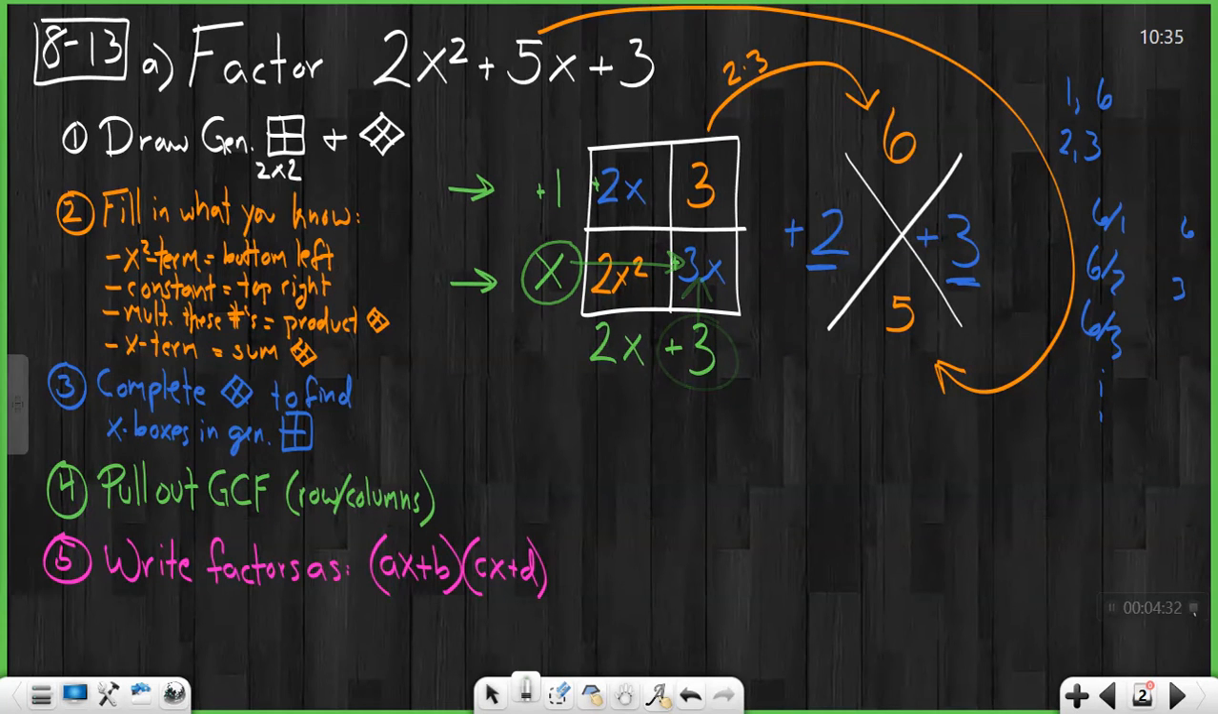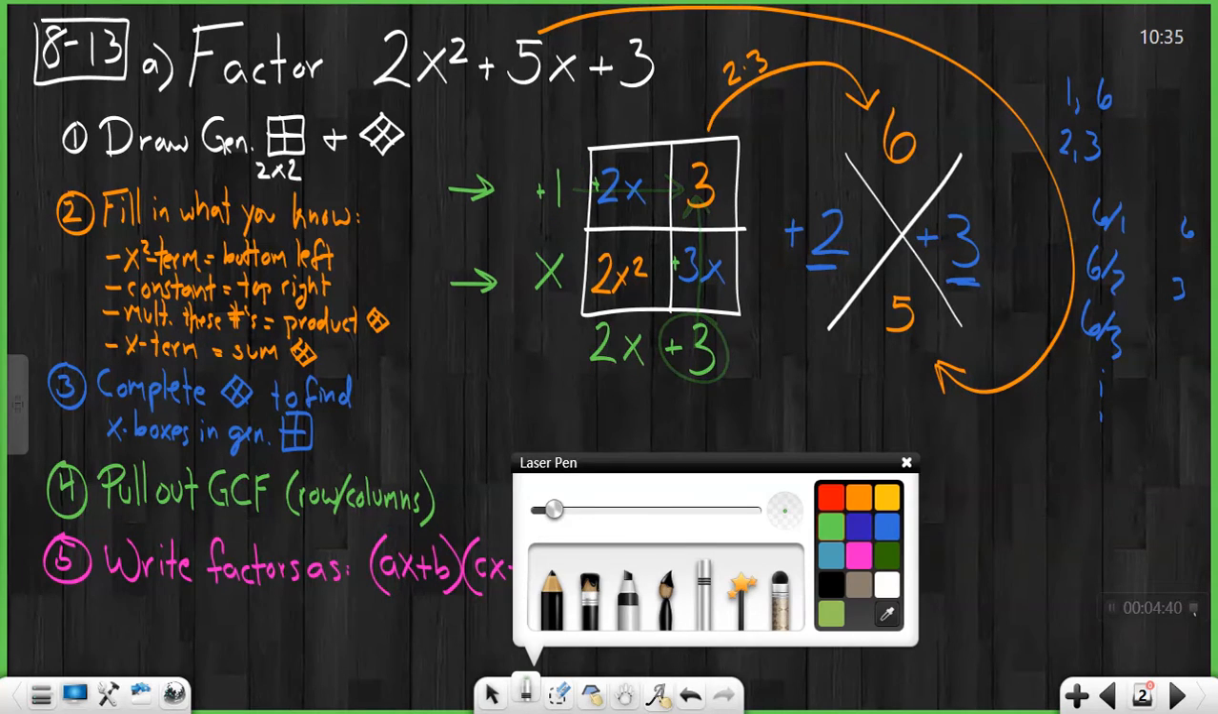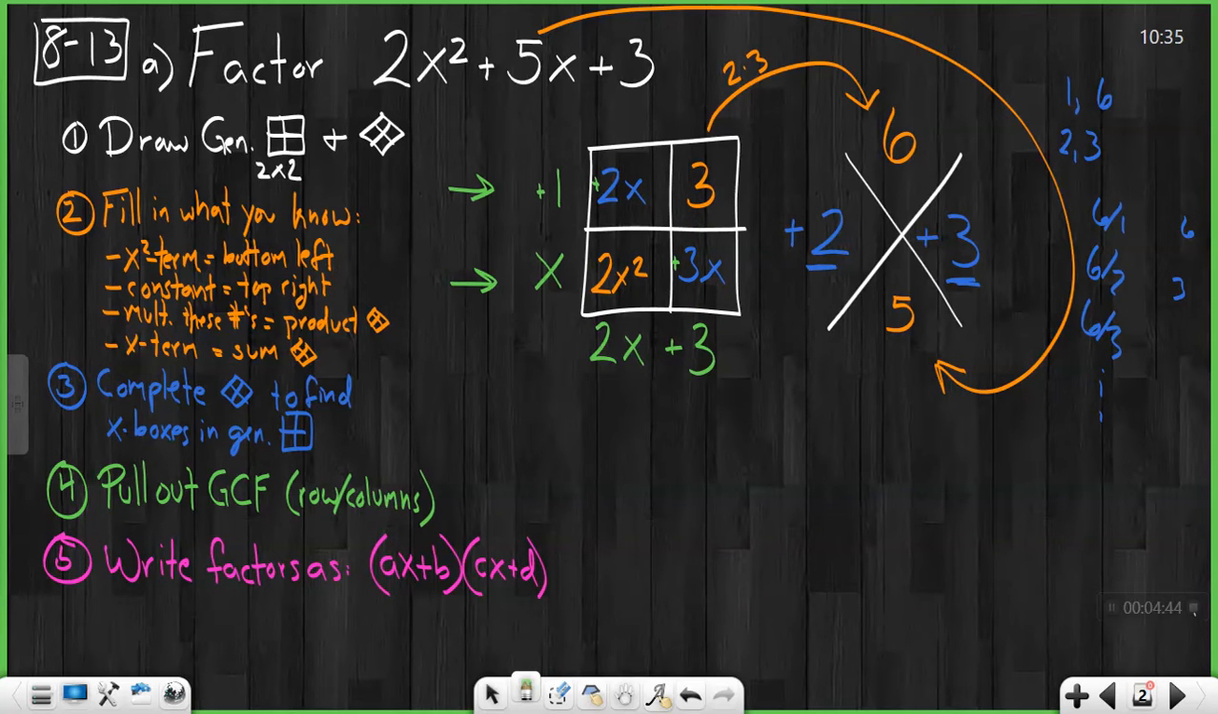3 times x is 3x. Also double check that 1 times 3 gives me 3. And that works. It is true. And therefore, I know that my factors that I pulled out are correct, and I've got my correct dimensions.